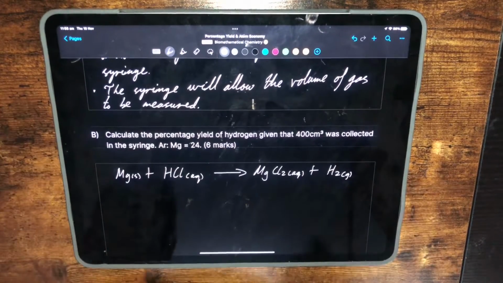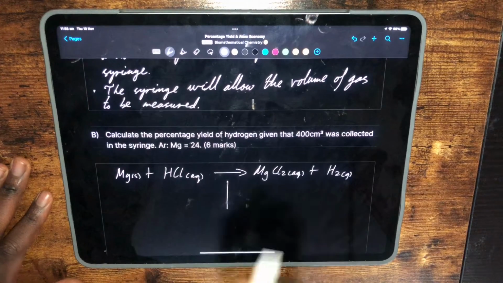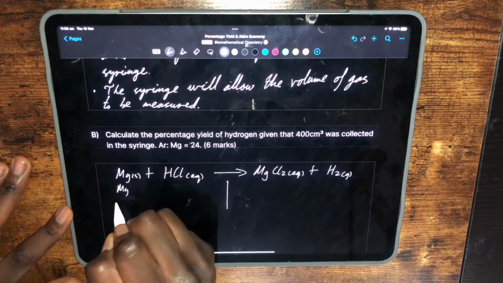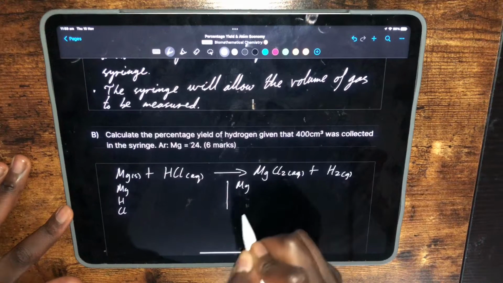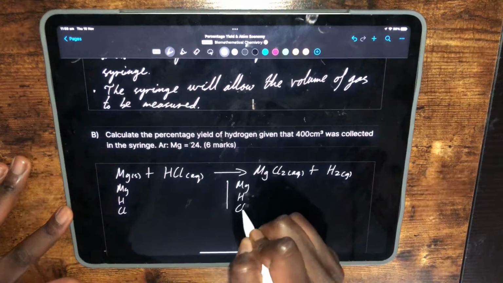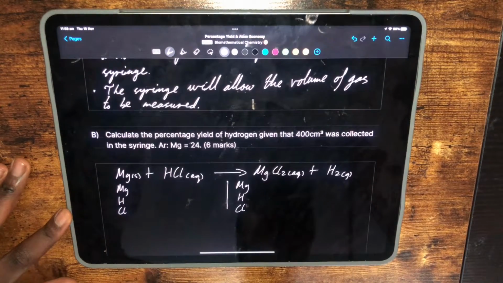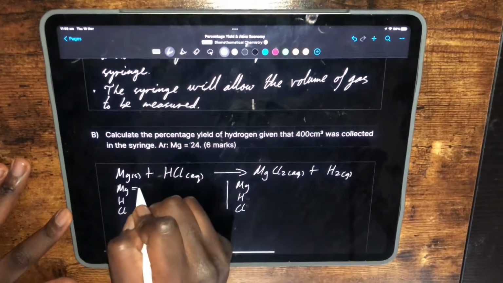Right, balance this out. Sometimes if you can just see it, you can just do it straight away. There's one magnesium here, but I'll write it out because this is how I said you should do it. If you can't see it, I can just see straight away that it's 2 HCl. But just to show you, I can see 1 Mg here, 2 H, so two hydrogens and 2 chlorides. I could just do it 2 here, but I'll show you.